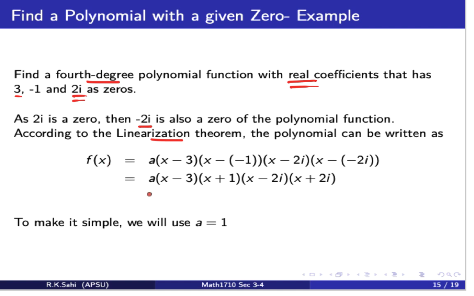Notice, to make our life simpler at this point, we say, oh yeah, a is 1. They say, hey, a is 1, don't want to worry about all of that. Now what we have to do is just multiply these 4 polynomials. Okay, let's do that in the next slide.